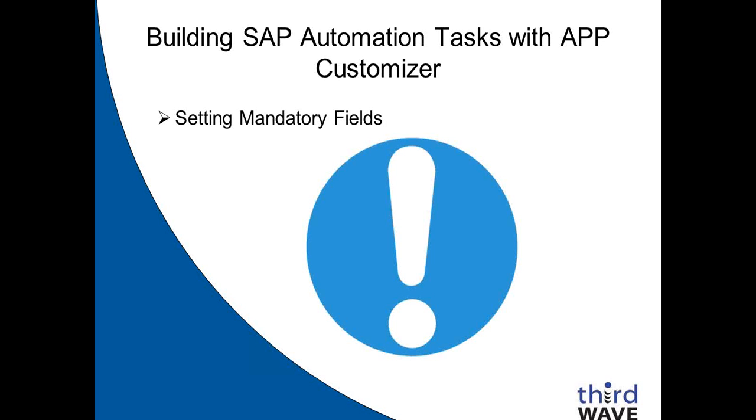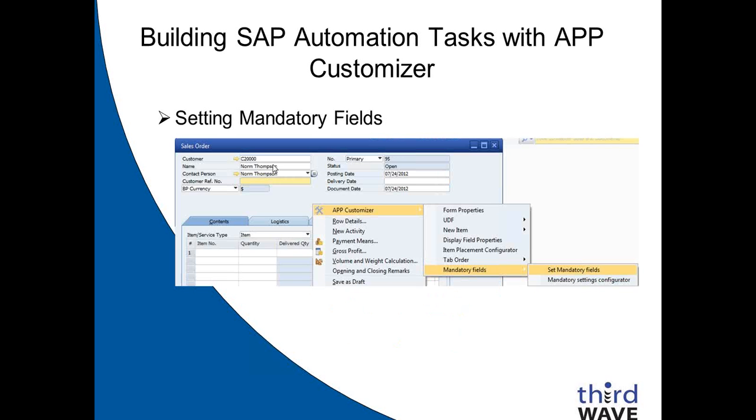And there's really no way in SAP to prevent somebody from going in and partially filling out a sales order, let's say, and leaving out the PO number. So we can actually use APP to say, okay, these fields are going to be mandatory, and you have to fill them in, otherwise you can't continue.